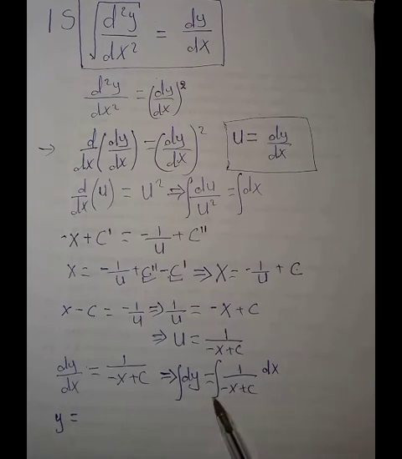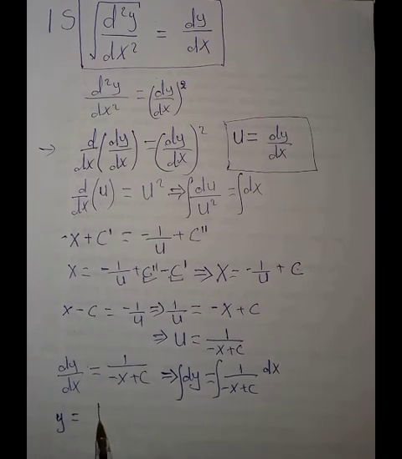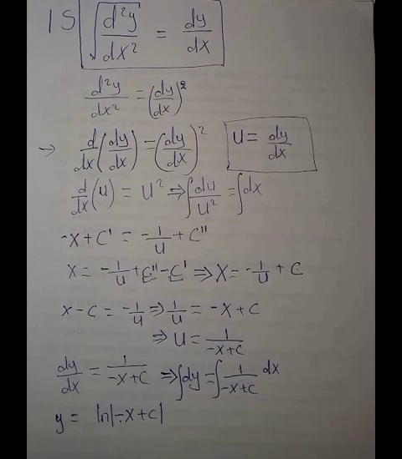keep in mind that negative x plus c is a linear factor, right? It's a linear function. So I'm simply going to have the natural log of the absolute value of negative x plus c, right? Cool. But don't forget the reverse chain rule. The reverse chain rule says we divide by the derivative of the input. The derivative of negative x plus c simply gives negative 1. So if I divide by it, I'm just going to have a negative sign here, right? Cool. Then I'm done integrating.